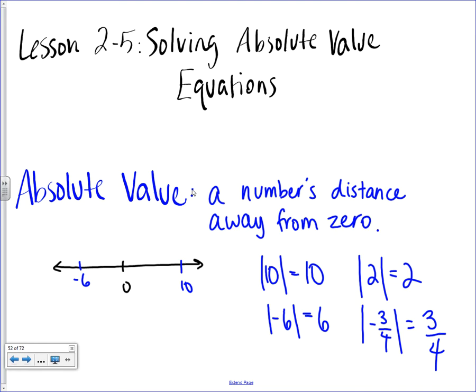When you are calculating these things and following the order of operations, you still must follow the order of operations. You're kind of going to treat this absolute value like a set of parentheses. Okay, so let's go ahead and try some.